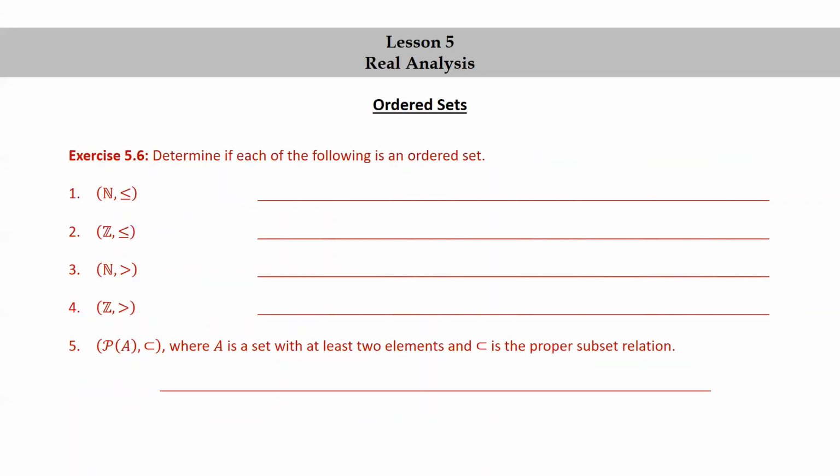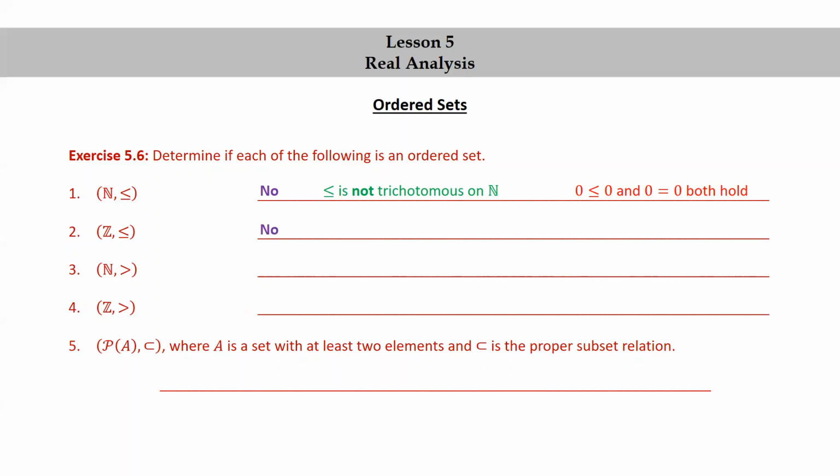Another exercise, determine if each of the following is an ordered set. Go ahead and pause the video now, try this exercise, and then resume the video to check your answers with mine. N, less than or equal to. No, this is not an ordered set. Less than or equal to is not trichotomous on N. For example, 0 less than or equal to 0 and 0 equals 0 both hold.